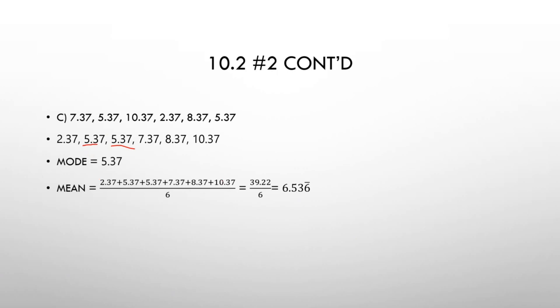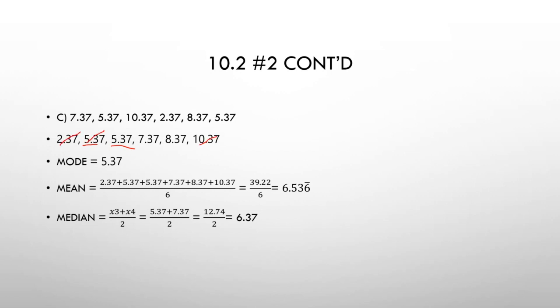To find the mean, I needed to add up my numbers, and there are 6 of them, so I divide by 6. So I came up with 39.2 divided by 6, which gives me 6.536 repeating.